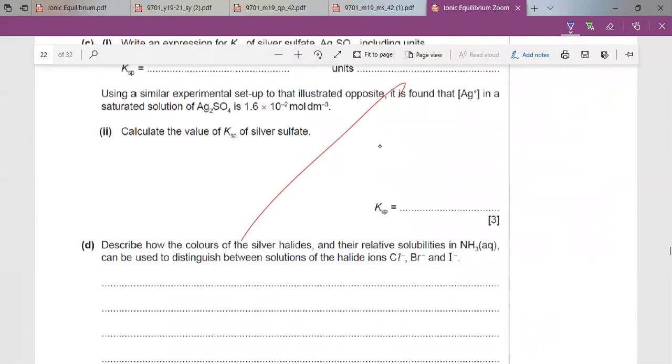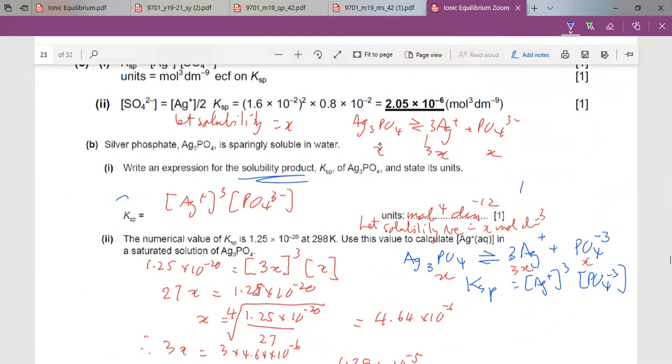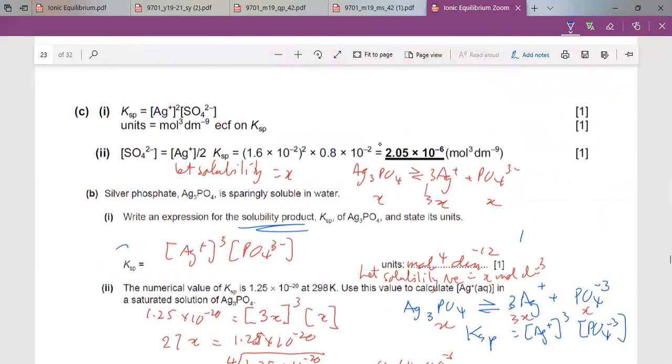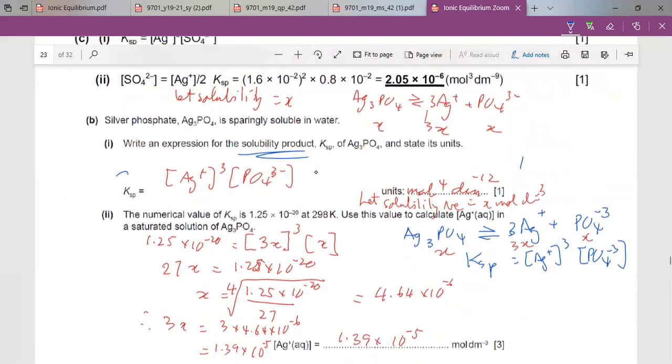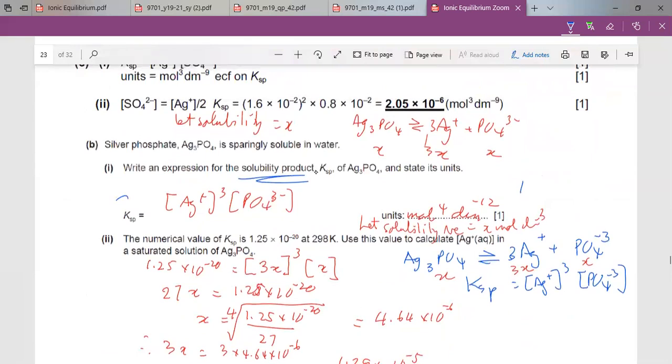Okay, I'm done already. Again, silver. This part here, silver phosphate, Ag3PO4, the 3 here. So remember the 3 in front here, so X is 3X. Okay, very simple. Again, let the solubility be X.